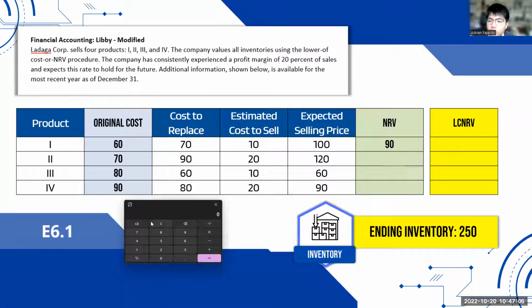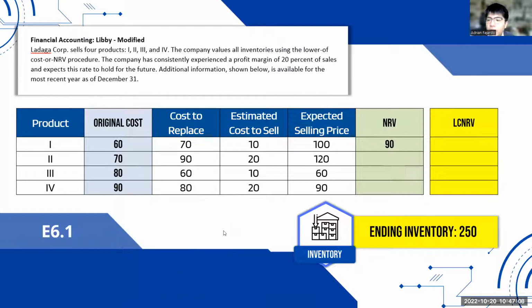For item 2, it's basically 120 minus 20, so 100 is the NRV. For item 3, 60 minus 10, so selling price minus cost to sell, becomes 50. And then 90 minus 20, so 70. Right? So we have these as your NRV. Now we're done with identifying the cost and identifying the NRV, and then literally the most basic thing that you can do is to determine which one's lower.